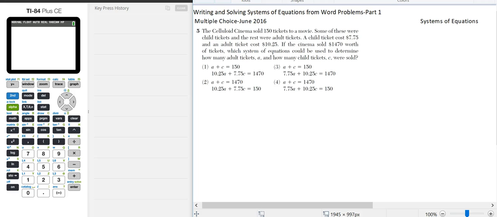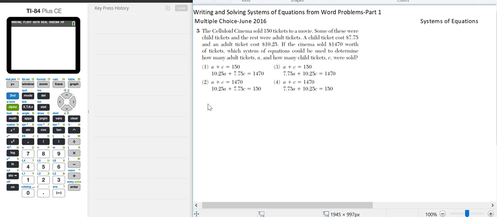The Celluloid Cinema sold 150 tickets to a movie. Some of these were child tickets and the rest were adult tickets. A child ticket cost $7.75 and an adult ticket cost $10.25. If the cinema sold $1,470 worth of tickets, which system of equations could be used to determine how many adult tickets A and how many child tickets C were sold? So let's write out what we know.